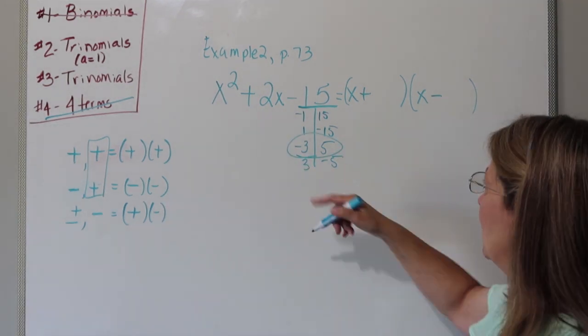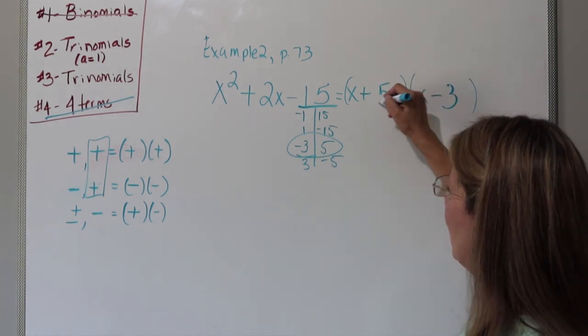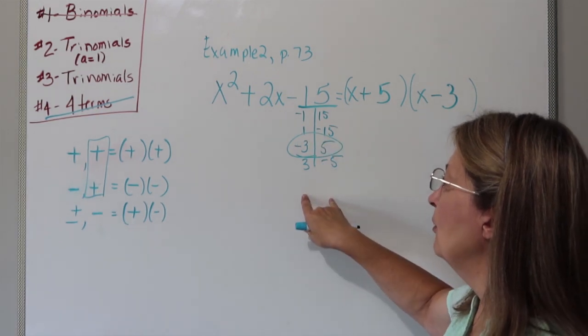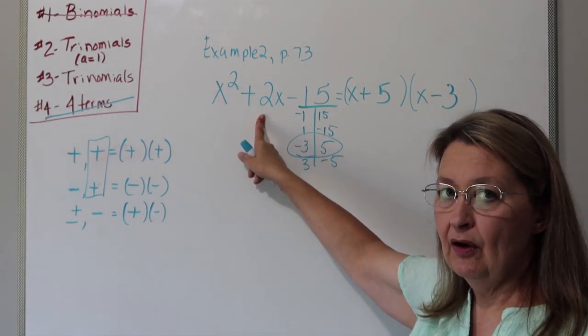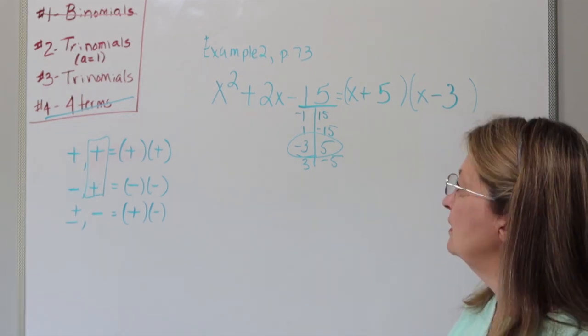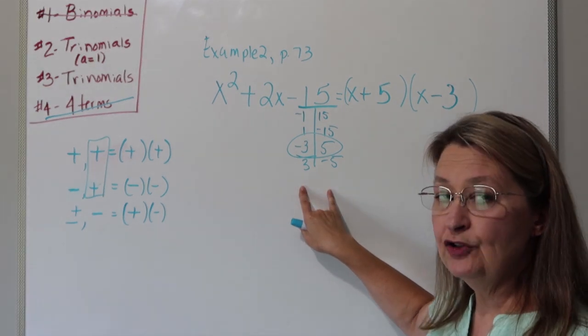Now where do the numbers go? Well, since the 3 is negative, it's going to go here, and 5 is going to go here. Now one note, what if you don't have a pair of numbers that adds up to give you this middle term? Can't factor that, okay? You're just done, put prime. So if you don't have a pair that adds, and that's why you have to be careful making your chart.